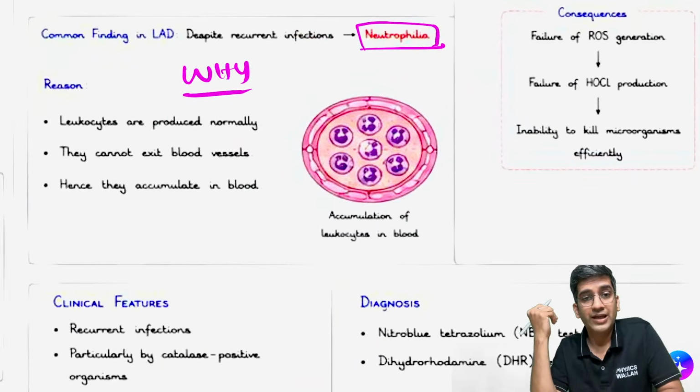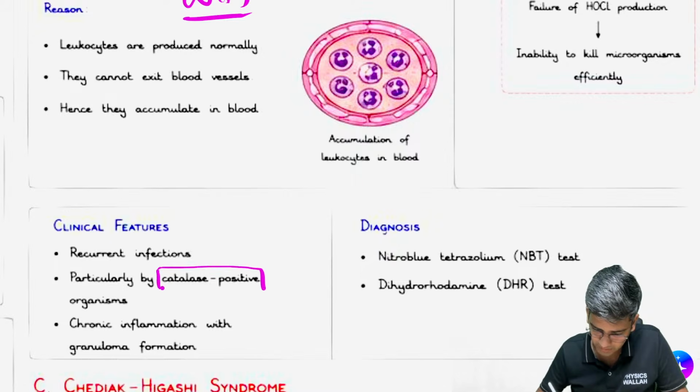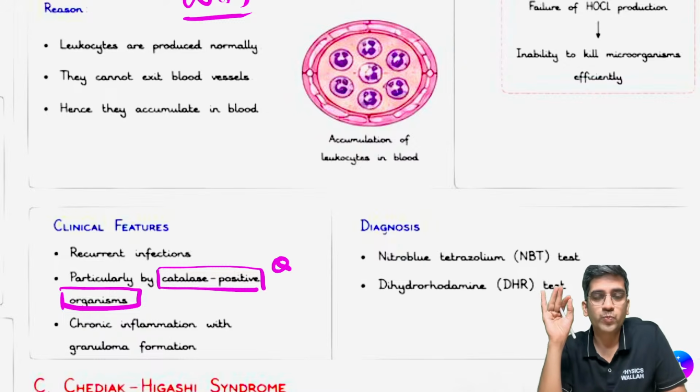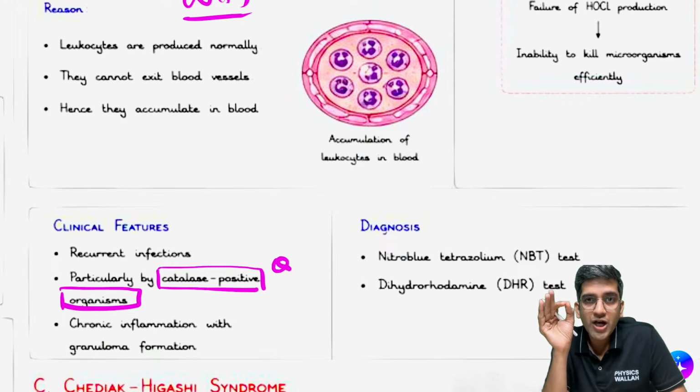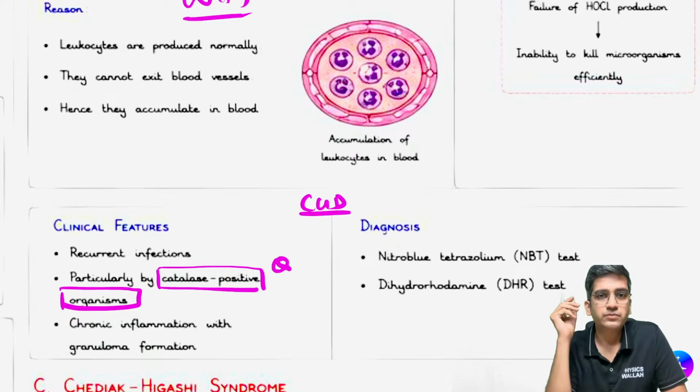How do I diagnose them? Are there any classical clinical features? This is a very important feature. You'll have infections by catalase positive organisms. This could be a clue in an MCQ. Purely catalase positive organism infections, think of chronic granulomatous disease. This is a thing for CGD.